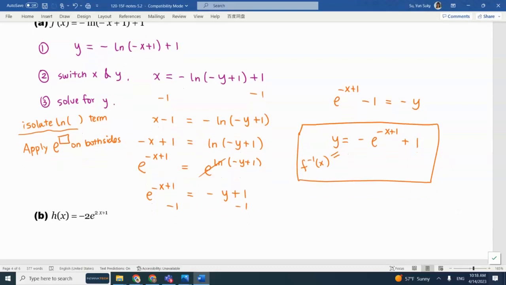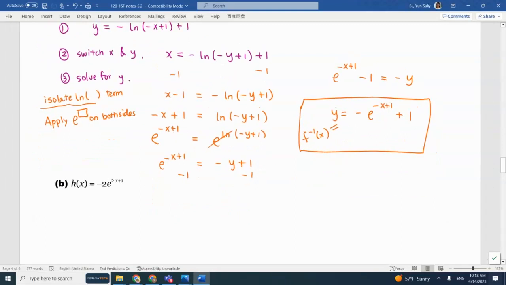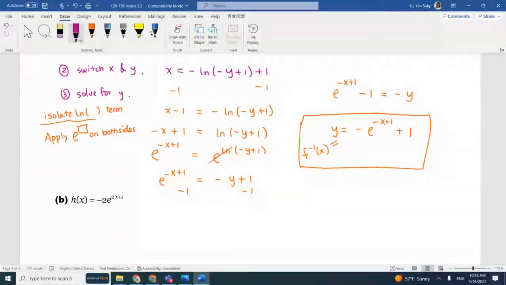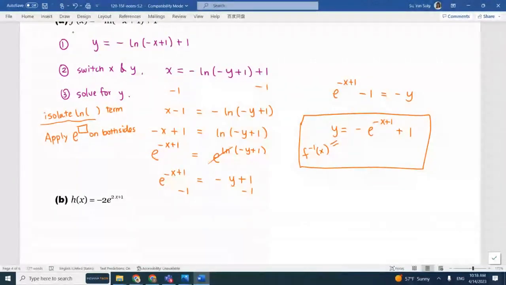All right, good. Let's keep going. Okay, next problem. Similarly, step 1, we let y be negative 2 e to the 2x plus 1. Is that okay, everybody?